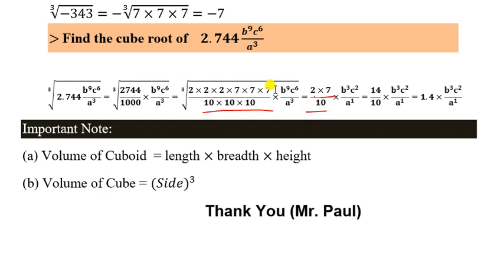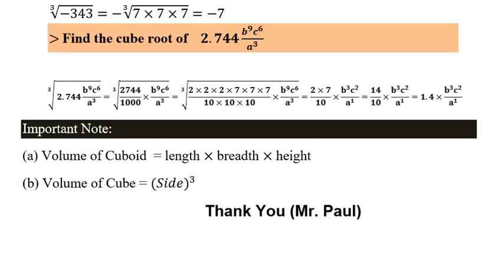Okay, now we'll do this for the exponential form. It is very easy. Just divide the exponent by 3, because we are going to find out the cube root, not the square root. So we have to divide our exponent by 3. So b to the power 9 is given. If we divide 9 by 3, we will get 3 only. c to the power 6 is given. If we divide by 3, we will get 2. a to the power 3 is given. So 3, if we divide, we will get 1. So all exponents we have to divide by 3. Then only we can take out our exponential form.